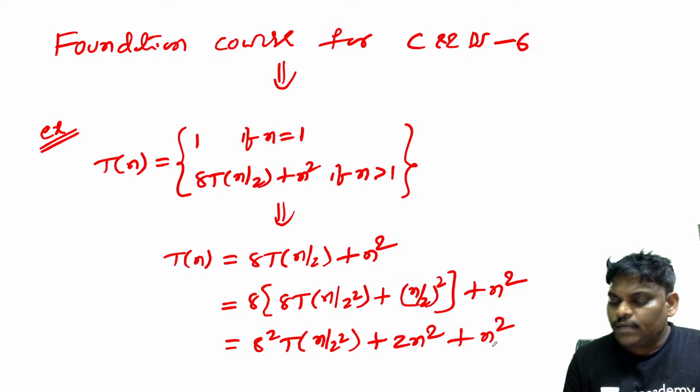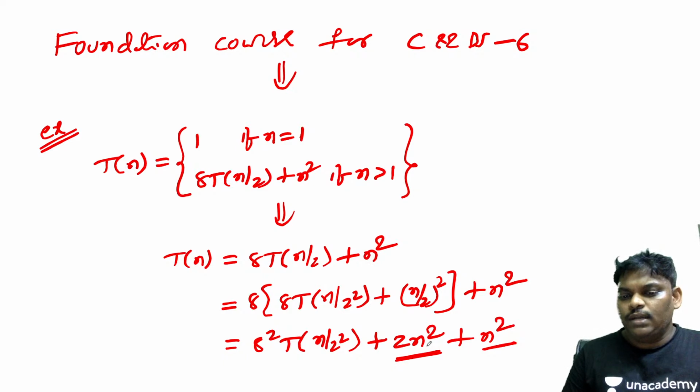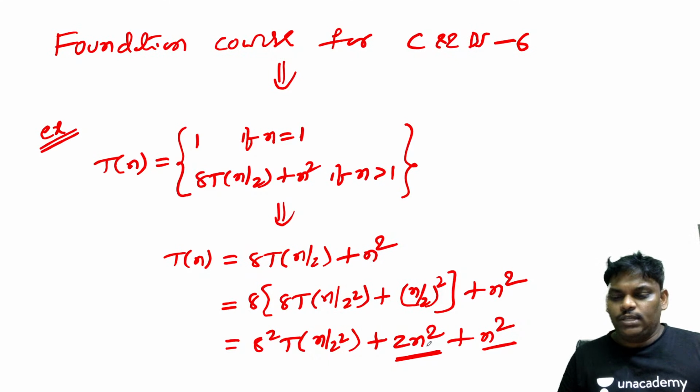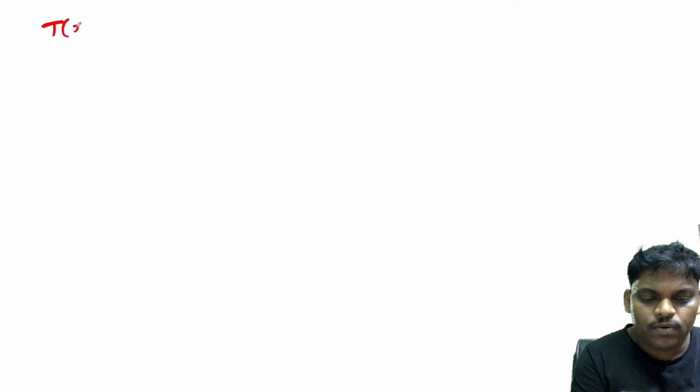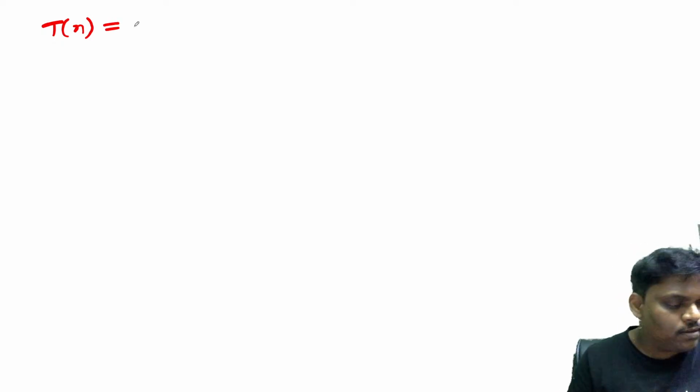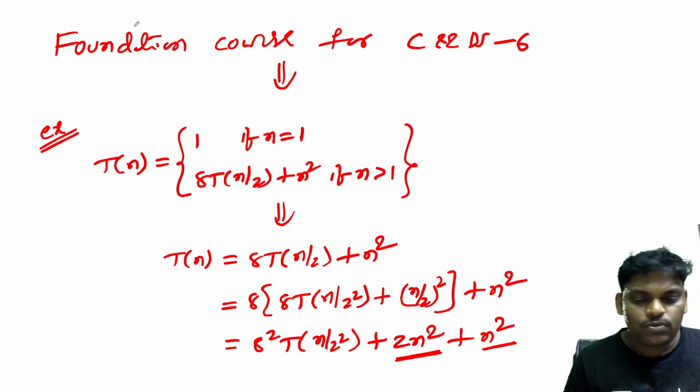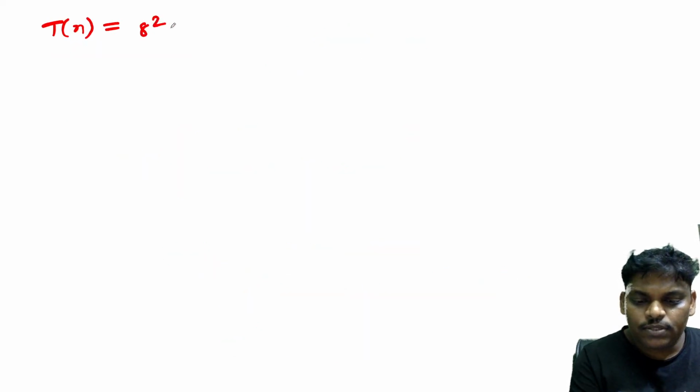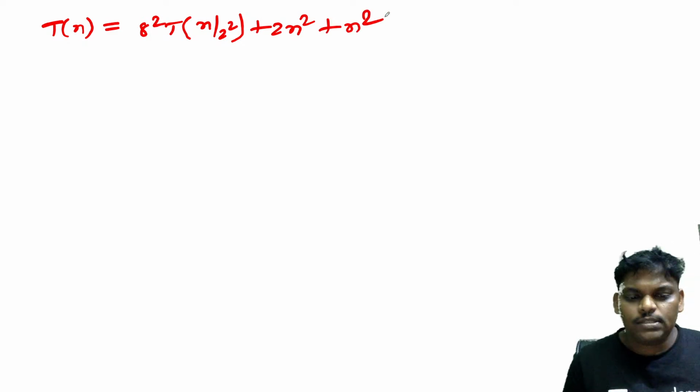If you see, first level cost is n square, second level cost is 2n square. The first level and second level differ, which means a series is going on. Which series? Let's try one more term and you will get the clarity. As of now we have 8 square T(n/4) plus 2n square plus n square. This is after doing it the second time.